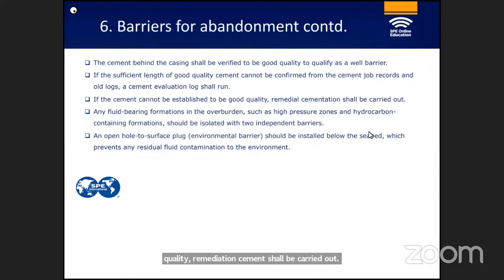Any fluid bearing formation in the overburden section, such as high pressure zones and hydrocarbon containing formations, should be isolated with 2 independent barriers. An open hole to surface plug, the environmental plug, shall be installed below the seabed, which prevents any residual fluid contamination to the environment. So this is not a pressure tested plug, but a plug just to prevent any residual hydrocarbon remaining from flowing to the environment and polluting it.